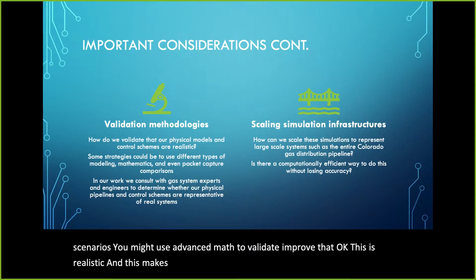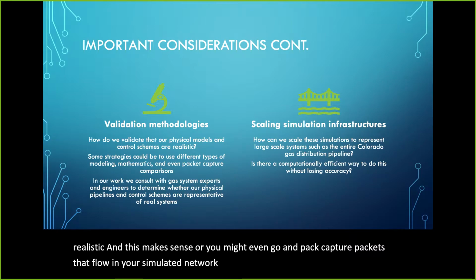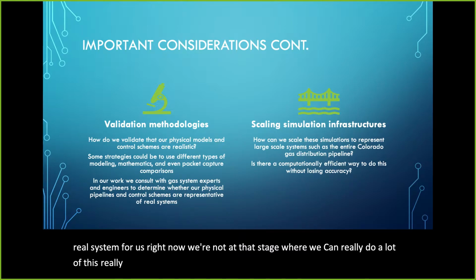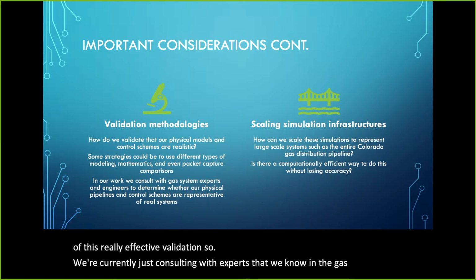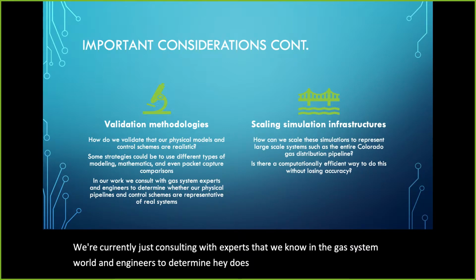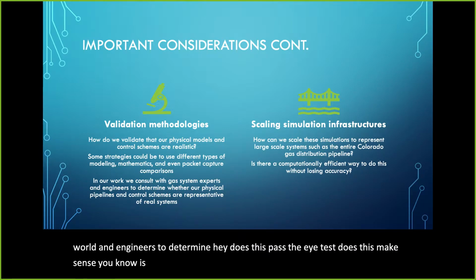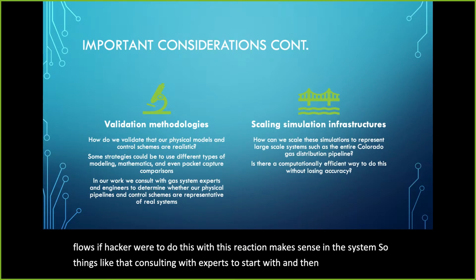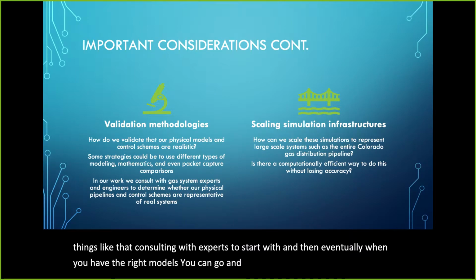Or you might even go and capture packets that flow in your simulated network and compare that to a packet capture of a real system. For us right now, we're not at that stage where we can really do a lot of this effective validation. So we're currently just consulting with experts that we know in the gas system world and engineers to determine, hey, does this pass the eye test? Does this make sense? Is the diameter of this pipe the right diameter for the amount of gas that flows? If a hacker were to do this, would this reaction make sense in the system? So things like that, consulting with experts to start with, and then eventually when you have the right models, you can go and actually do these more rigorous validations.